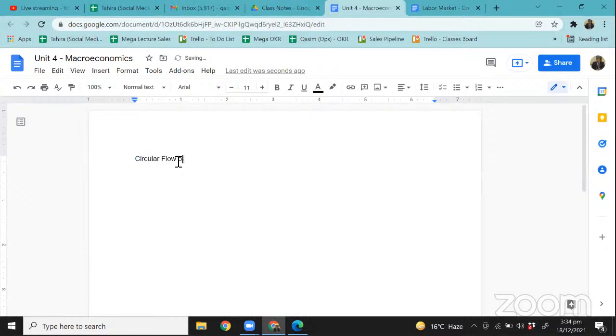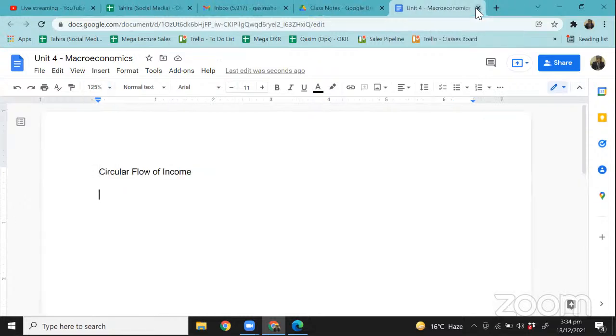is central profit. I told you that the first thing we'll discuss is how GDP is determined. Can you see my screen? Let me increase the size of this. Okay, how is GDP determined? In AS economics, we talked about a very simple model, which was about aggregate demand and aggregate supply.